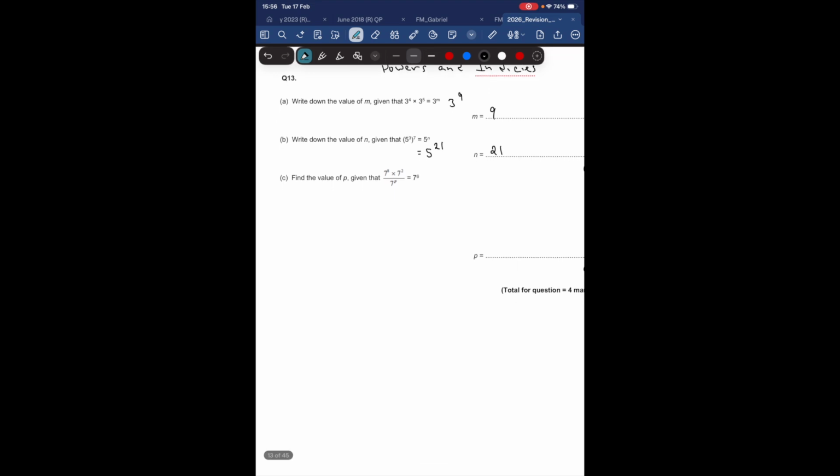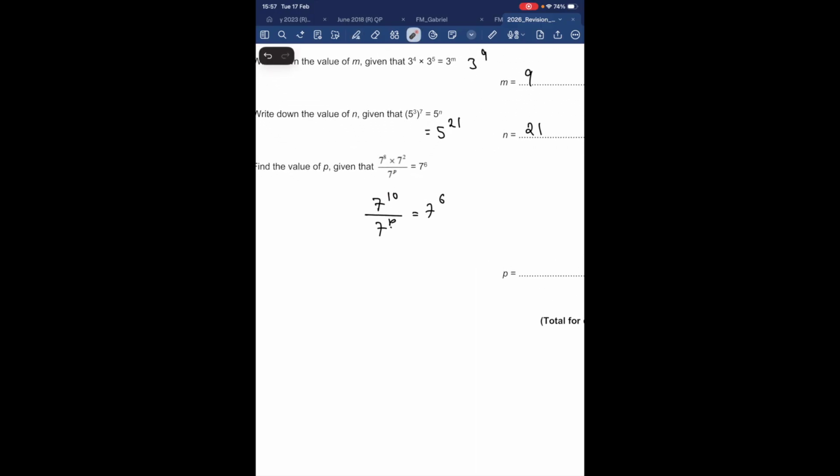If we have a slightly more complex example, we do the numerator first because we have the number 7 in both cases. So on the top, 7 to the 8 times 7 to the power of 2 becomes 7 to the power of 10 over 7 to the power of p. That's equal to 7 to the power of 6. To recap, how did we get the 10? We added the 8 and the 2 together.